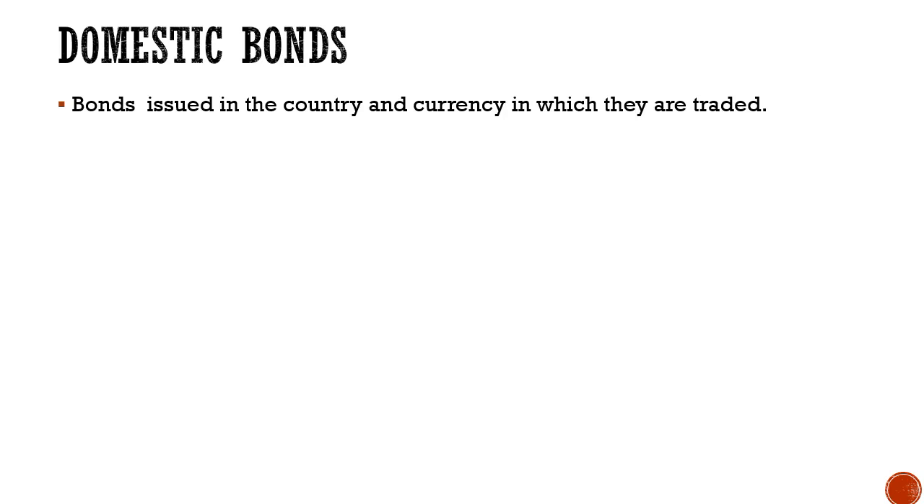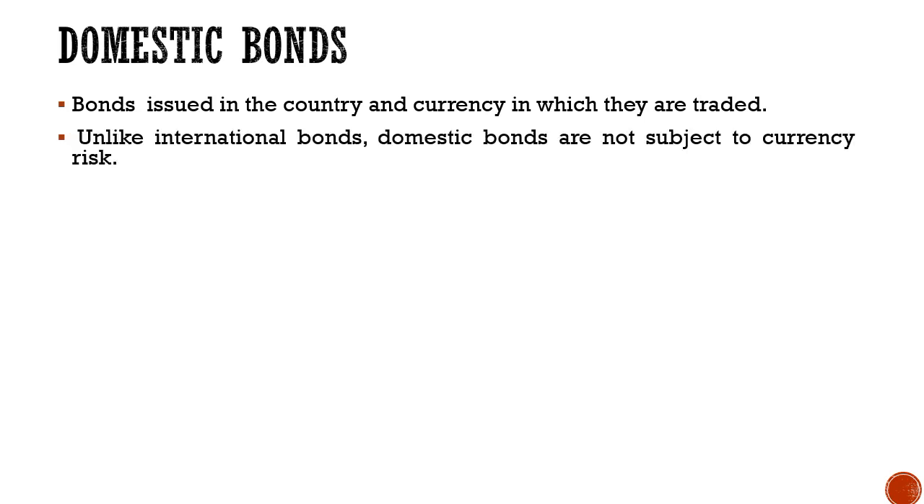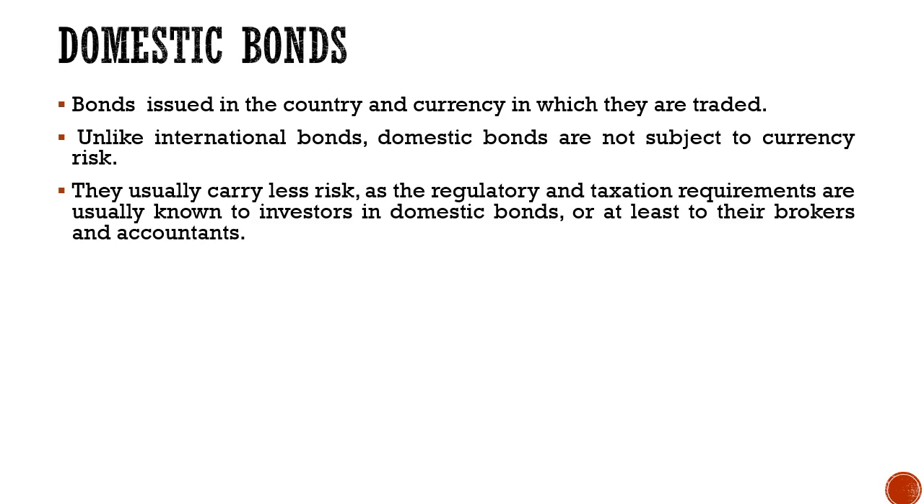Now, as we said, the bond market is categorized in three parts, out of which the first one is the domestic bond. The bonds issued in the country and currency in which they are traded are basically known as domestic bonds. Unlike international bonds, domestic bonds are not subjected to currency risk because there is no fluctuation in the currency, since bonds are issued in the same country and the currency is also the domestic currency. They usually carry less risk as the regulatory and taxation requirements are usually known to the investors in domestic bonds, or at least to their brokers and accountants.